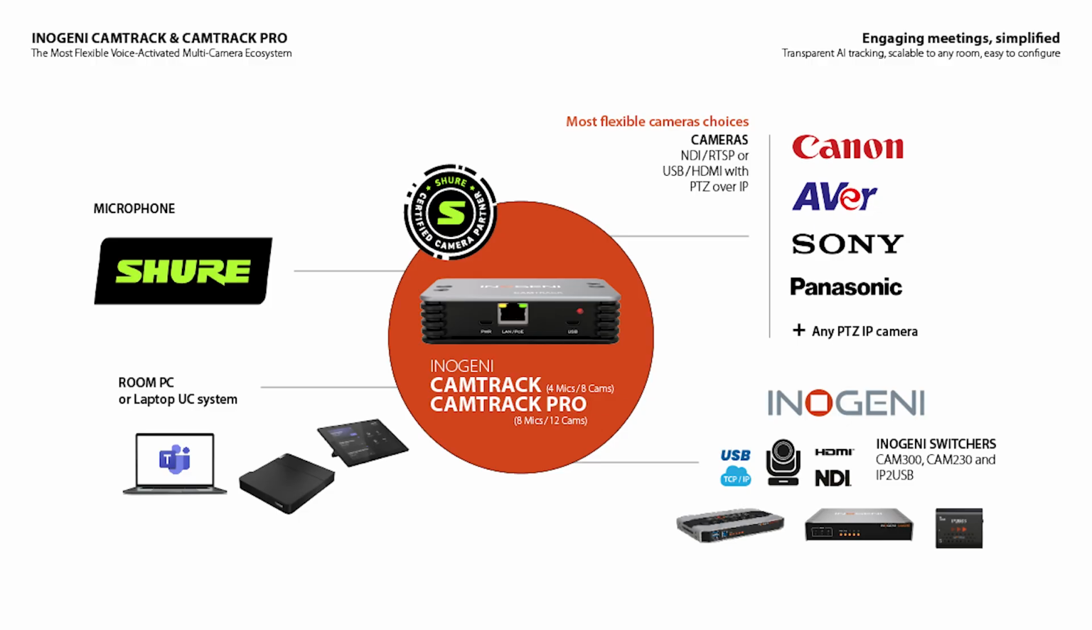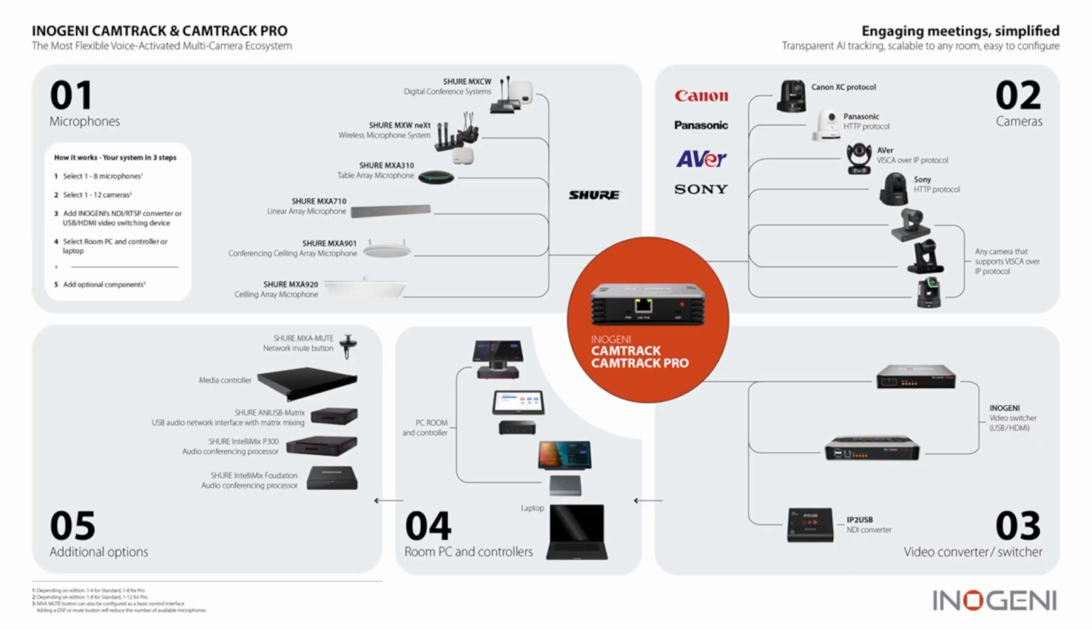CamTrack works with an extensive list of PTZ camera manufacturers, including Canon, Aver, Sony, Panasonic, and virtually all IP PTZ cameras. CamTrack fully integrates with INOGENI's CAM230 and CAM300 selectors, supporting HDMI and USB signals. NDI signals are natively supported by CamTrack and can be converted to your device using INOGENI's IP2 USB converter for seamless integration of all camera types.